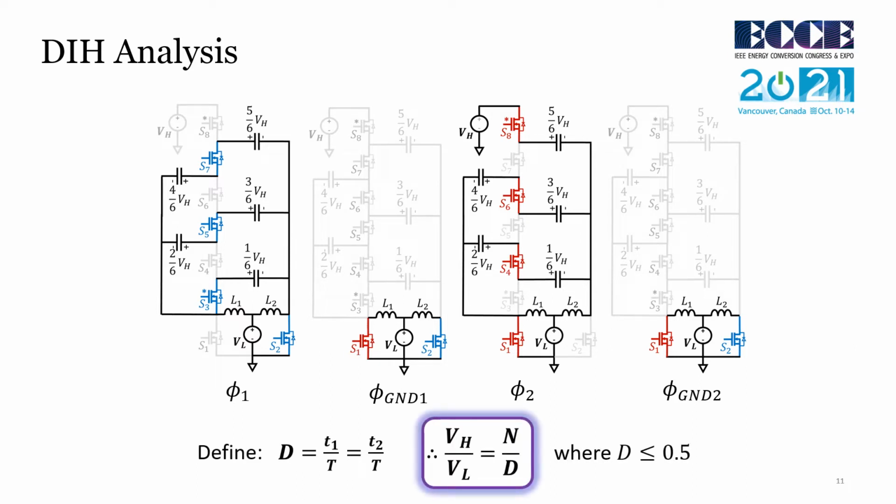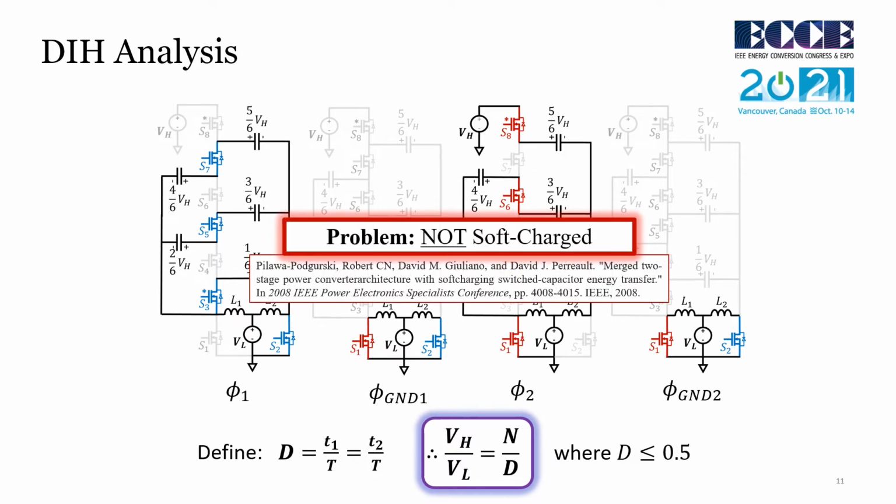Now, this sounds all well and good. However, there is a problem here. The problem being that the capacitor network is actually not soft charged. At first, this is not easy to see, so let's briefly consider the previous charge flow analysis.